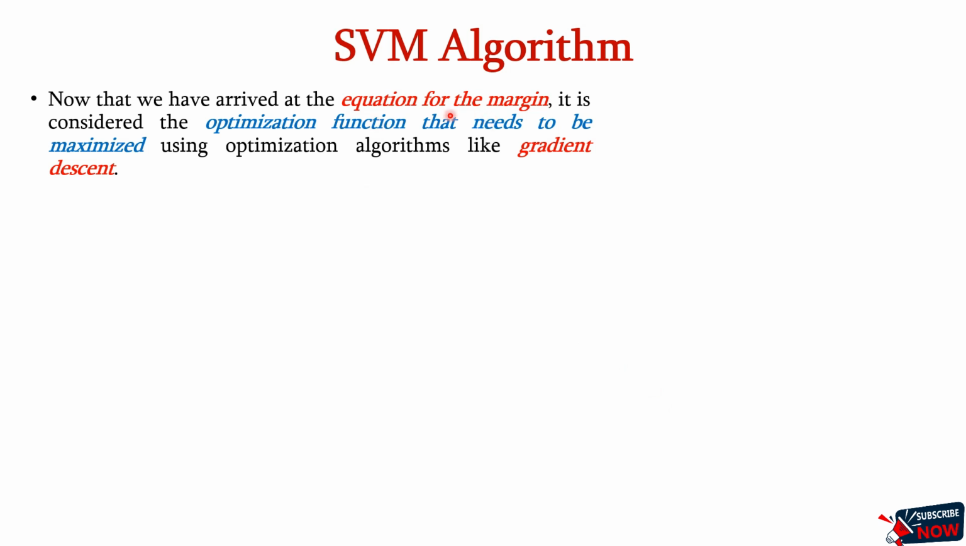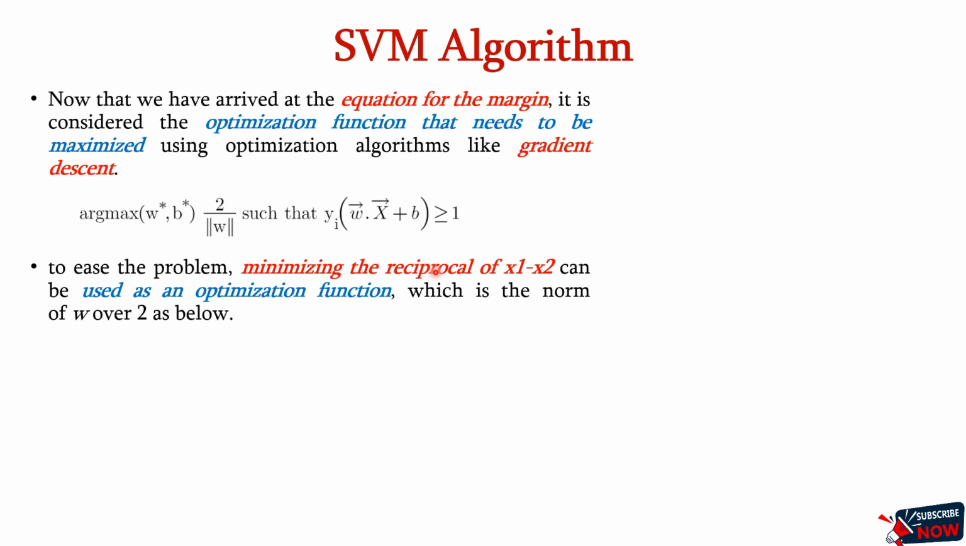Let us consider this as an optimization function that needs to be maximized using any optimization algorithms like gradient descent. So we are maximizing the equation 2 by norm of W such that yi into (wx plus b) is greater than or equal to 1. But instead of maximizing, if we minimize, the complexity will be reduced. So to minimize, we have to take the reciprocal of this equation, that is minimize the norm of W divided by 2 such that yi into (wx plus b) is greater than or equal to 1. So thus this is the equation for finding the optimal decision boundary.